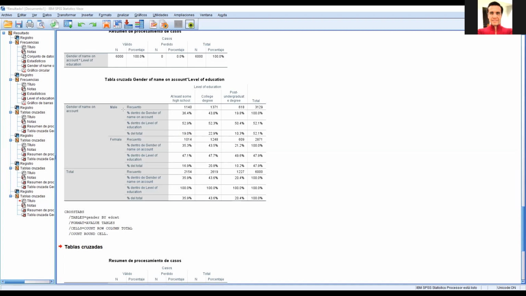When we are talking about rows, we are talking about percent under gender. When we are talking about columns, we are talking about level of education and then gender. And when it says total, we are talking about that percentage of the total amount.